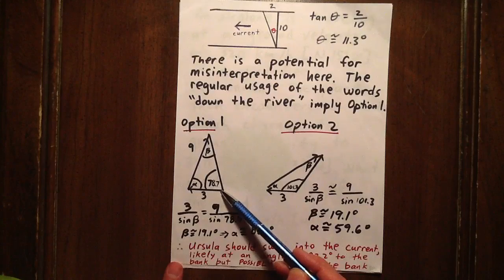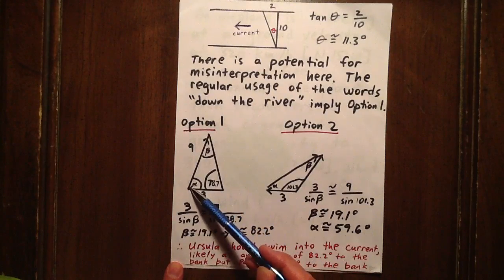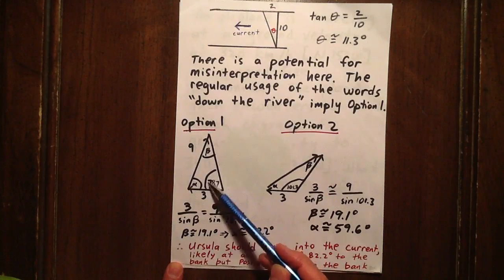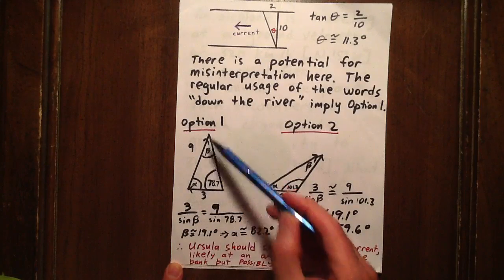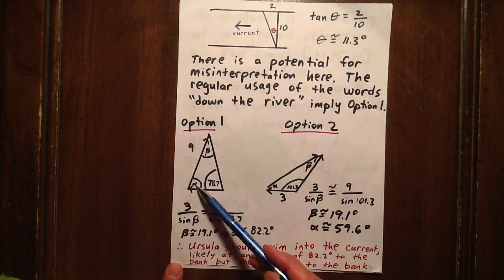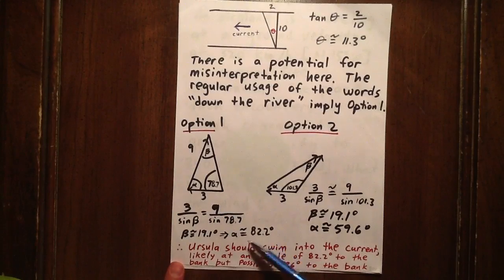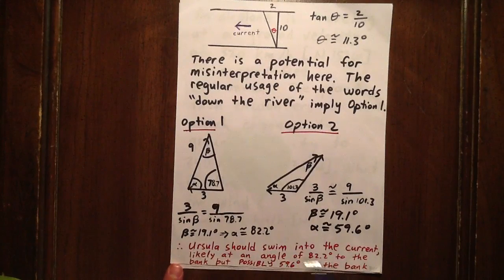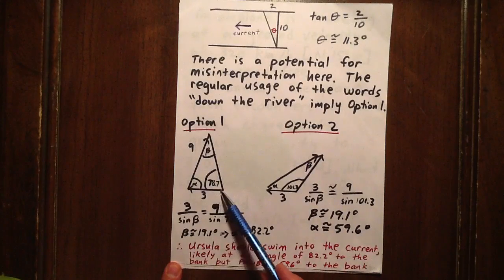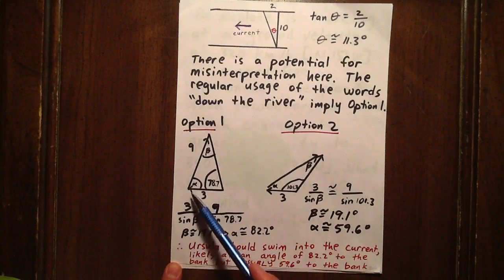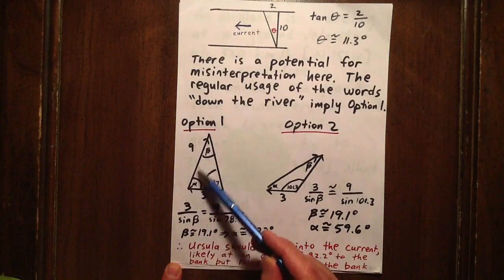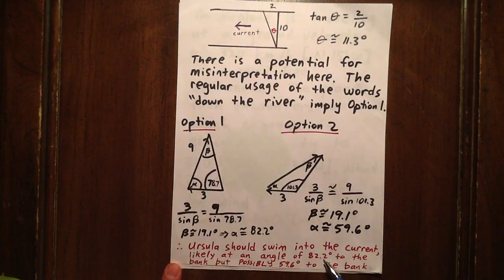So in other words, if this is 3 meters per second, and this is 78.7, and this is 9 meters per second, this would need to be 82.2 degrees. So our first answer is that Ursula should swim into the current. This is the 3 meters per second current. She should swim into it at an angle of 82.2 degrees to the bank.